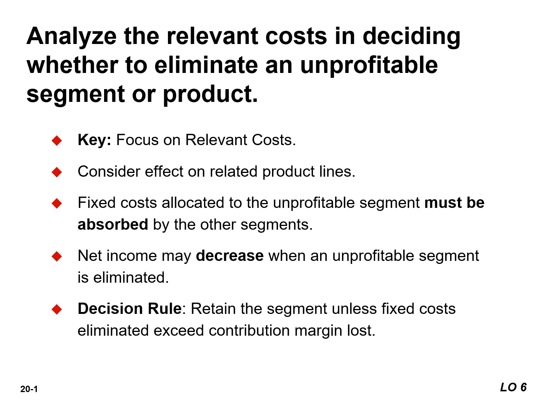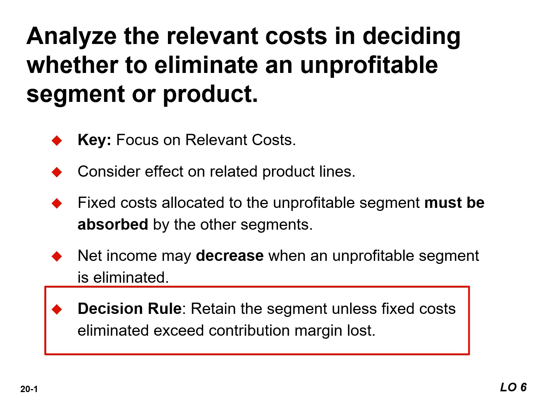It is possible that net income may actually decrease when an unprofitable segment is eliminated. The decision rule: retain the segment unless fixed cost eliminated exceeds contribution margin.